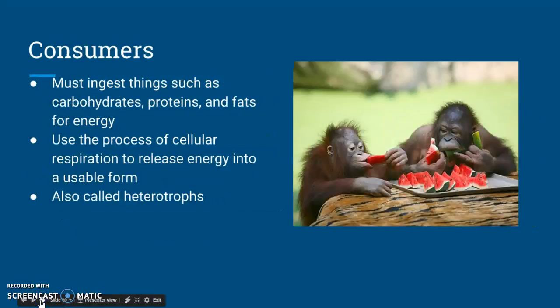We also have consumers. Consumers must ingest things such as carbohydrates, proteins, and fats for energy, just like us. And then they use the process of cellular respiration to release energy into a usable form. These are also called heterotrophs. So plants are able to produce those energies, those carbohydrates, fats, and proteins, but we must ingest them.